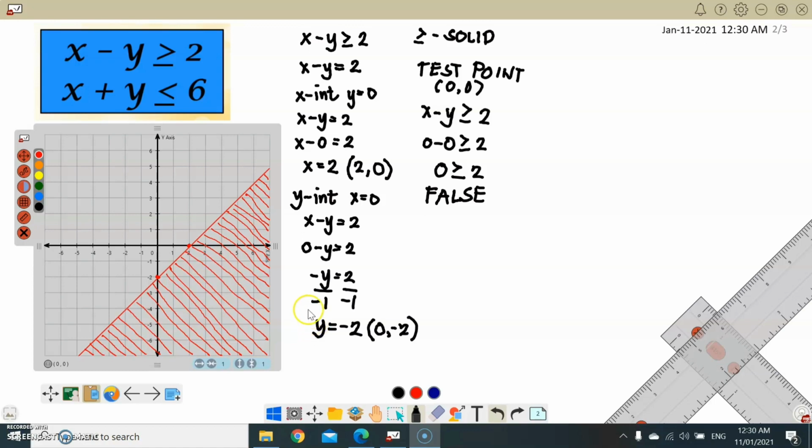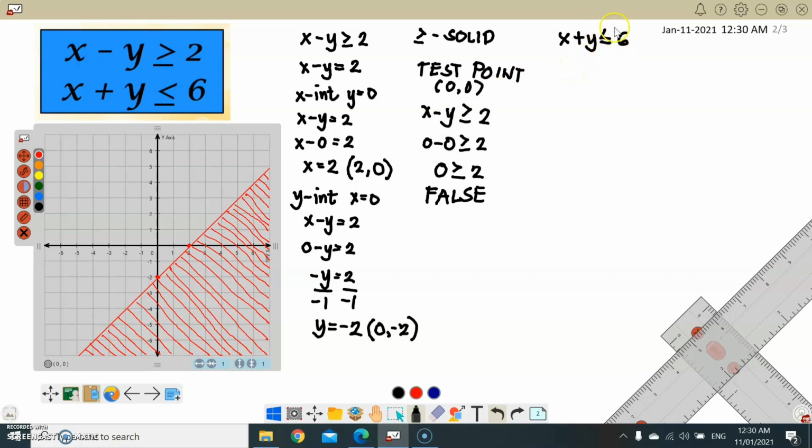After shading, we now have the graph of the first linear inequality. So let's go to the next step. We need to draw the graph of the second linear inequality. So we have x plus y is less than or equal to 6. Same process, graph the boundary line.